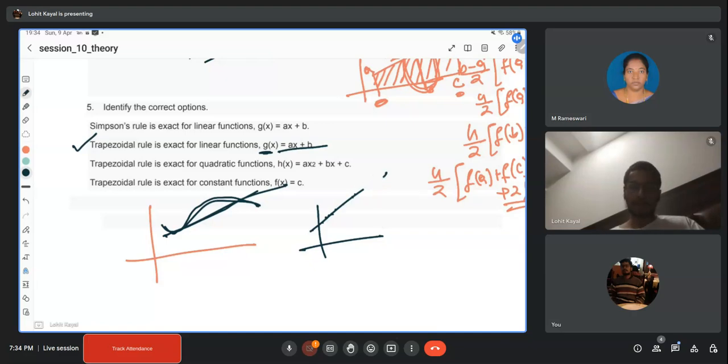A constant term, f(x) equal to c, this is also a kind of straight line where the value of y is not changing. So the trapezoidal rule will give the correct answer here as well. So this is also correct.